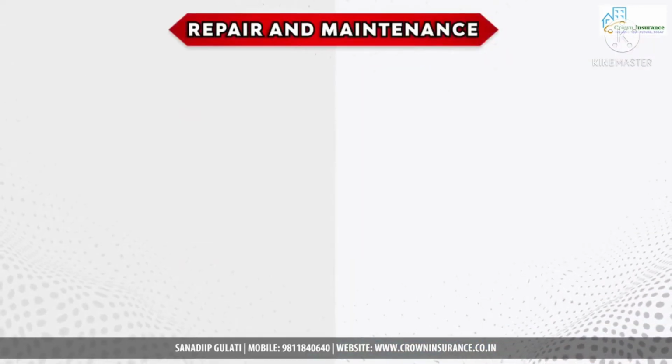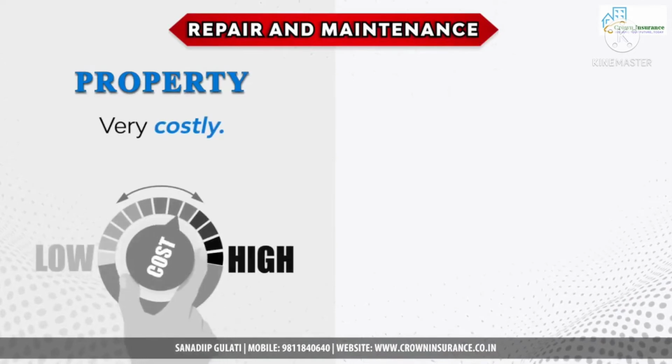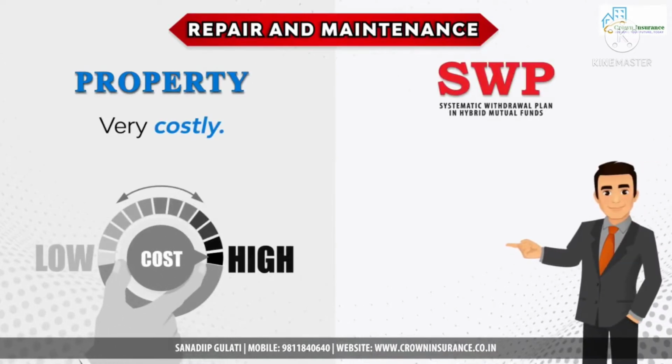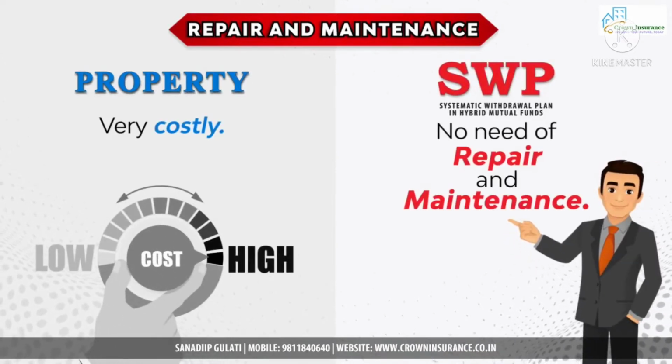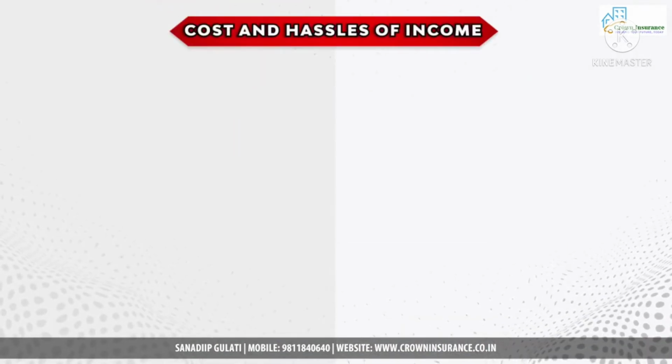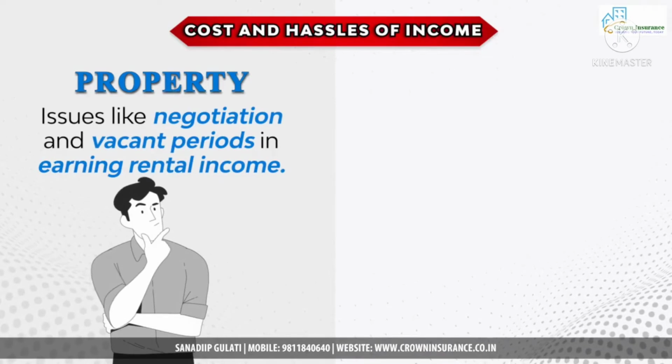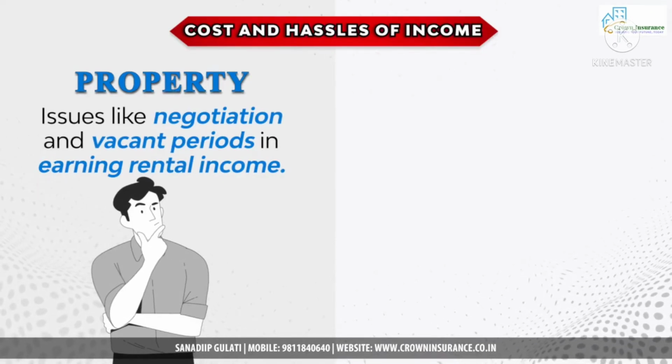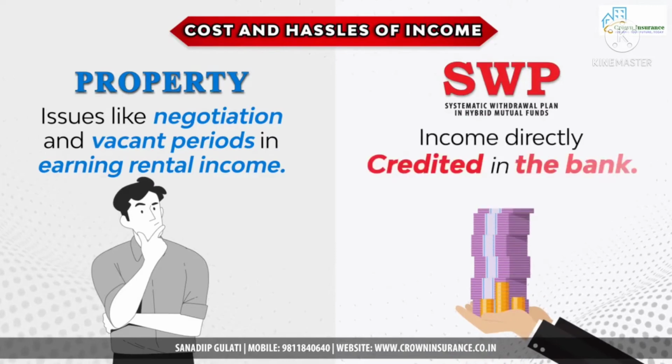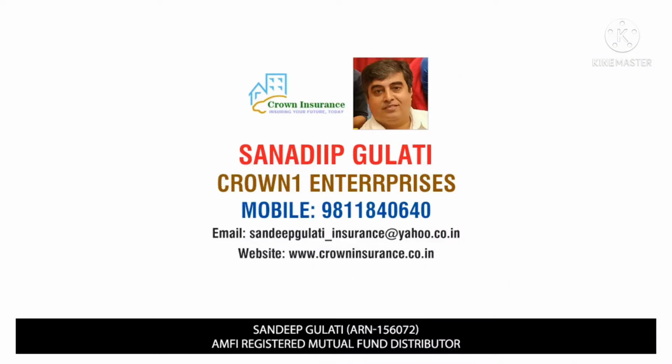Repair and maintenance: property is very costly. SWP, no need of repair and maintenance. Cost and hassles of income property: issues like negotiation and vacant periods in earning rental income. SWP, income directly credited in the bank.